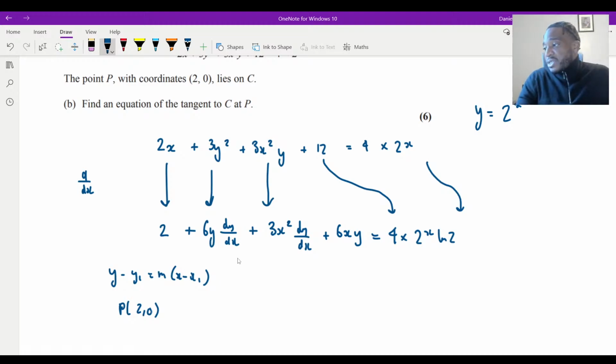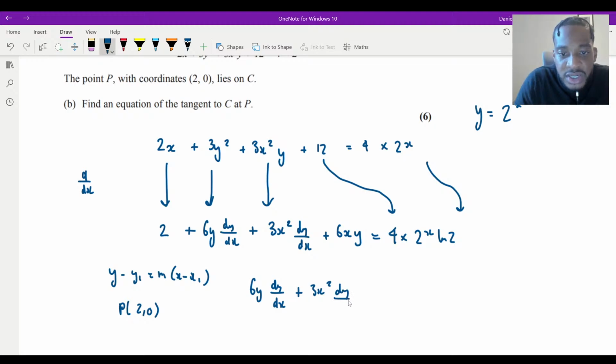We need to figure out what the gradient is. So doing this, I'm going to move everything from left to right that hasn't got a dy/dx on it. So it's going to be 6y dy/dx plus 3x squared dy/dx, and this is going to equal, I'll put this in a bracket so it's clear, 4 times 2 to the x ln 2. And I'm going to minus that 2 and that 6xy. Minus 2 minus 6xy. That's going to give us that.